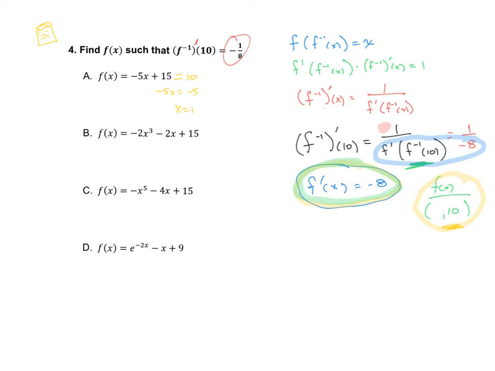Well, what's our derivative? f prime of x is negative 5. Oh, sadness. This derivative is always negative 5. It will never be negative 8. So, nope, it can't be this one.